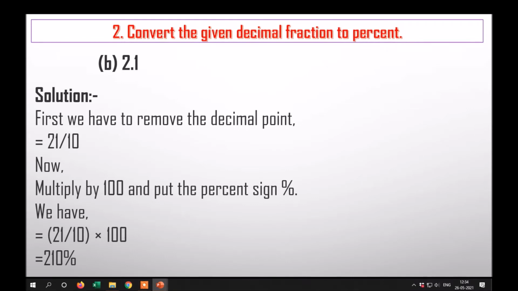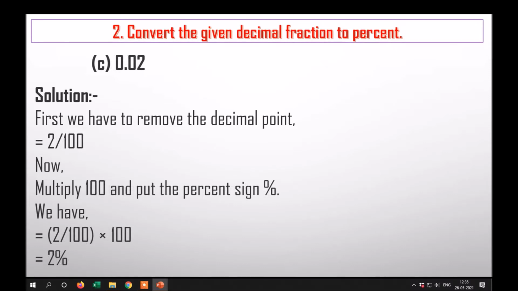2.1. So first we will remove the decimal point, that is 21 upon 10. Now we will multiply with 100 and put the percentage sign. So 21 upon 10 into 100, that is 210%. 0.02. So remove the decimal point first. So that is 2 upon 100. Now we will multiply with 100. So 2 upon 100 into 100, that is 2%.